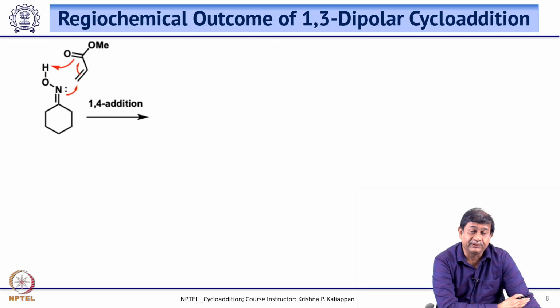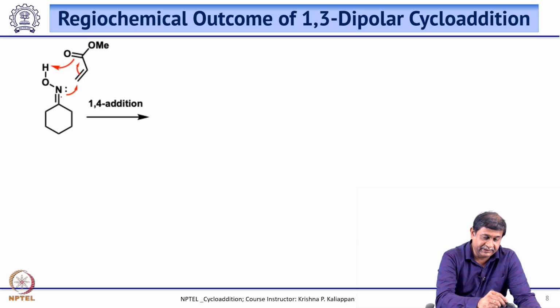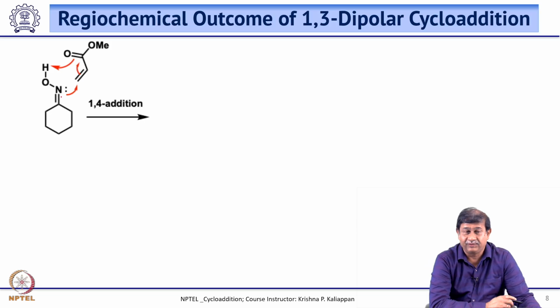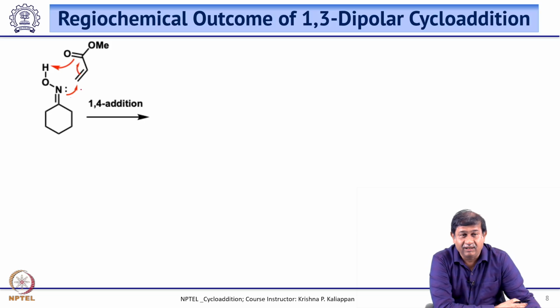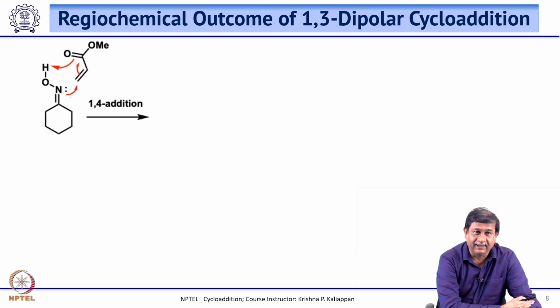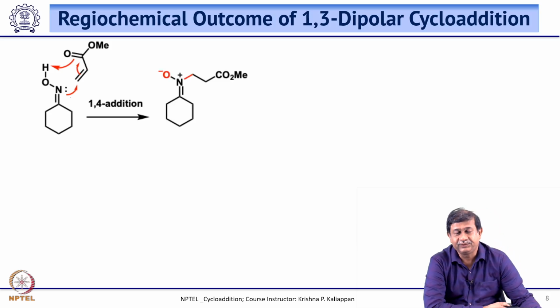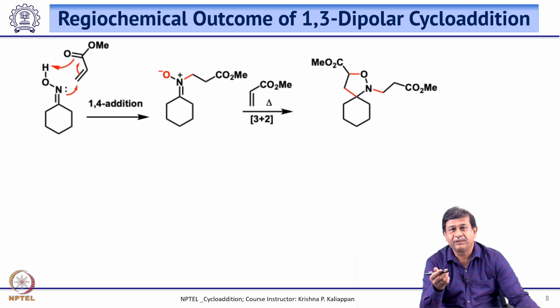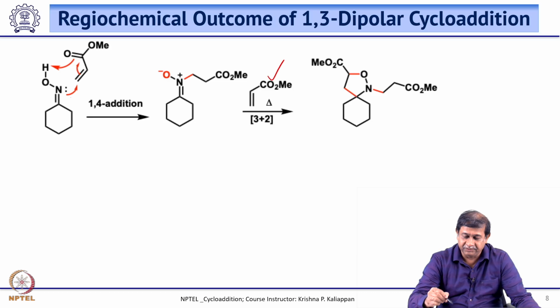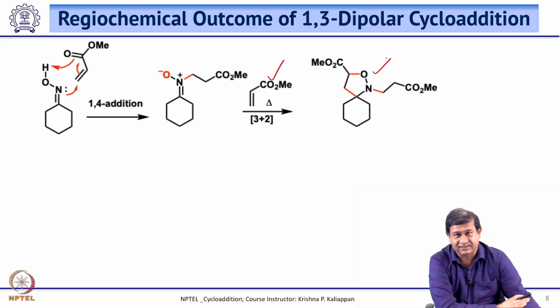So, one can also prepare nitrones in situ. For example, this oxide, if you treat with an alpha beta unsaturated ester, now what will happen? The lone pair on the nitrogen undergoes 1,4 addition to the methyl acrylate. So, that will generate the nitrone in situ. So, once it generates the nitrone in situ, it can undergo a 1,3-dipolar cycloaddition with one more molecule of methyl acrylate to give this very interesting spiro system.